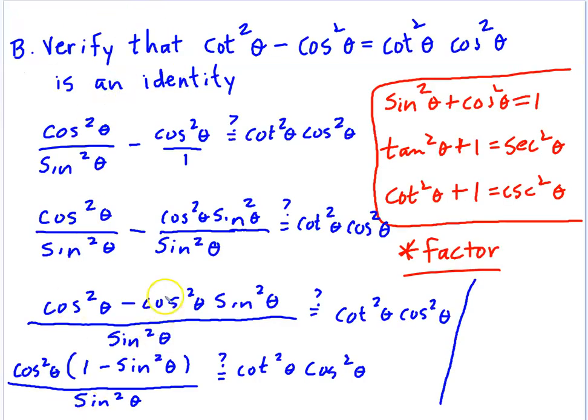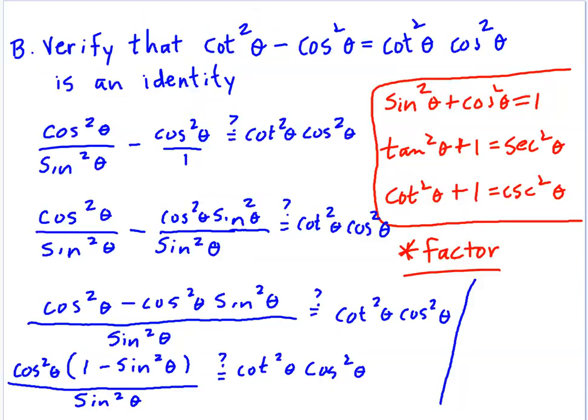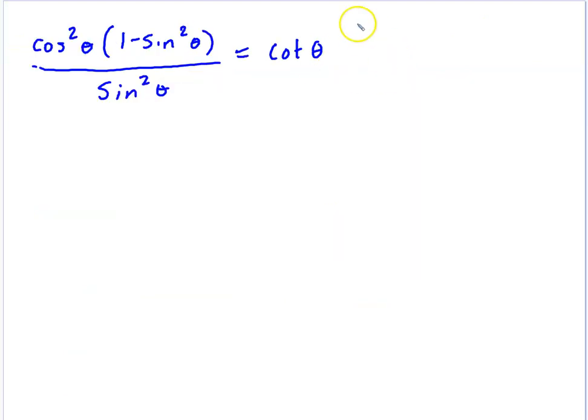I think that's right. Yep. Equals cotangent theta squared and cosine squared theta. Okay. All right, so we can replace this with cosine squared theta.